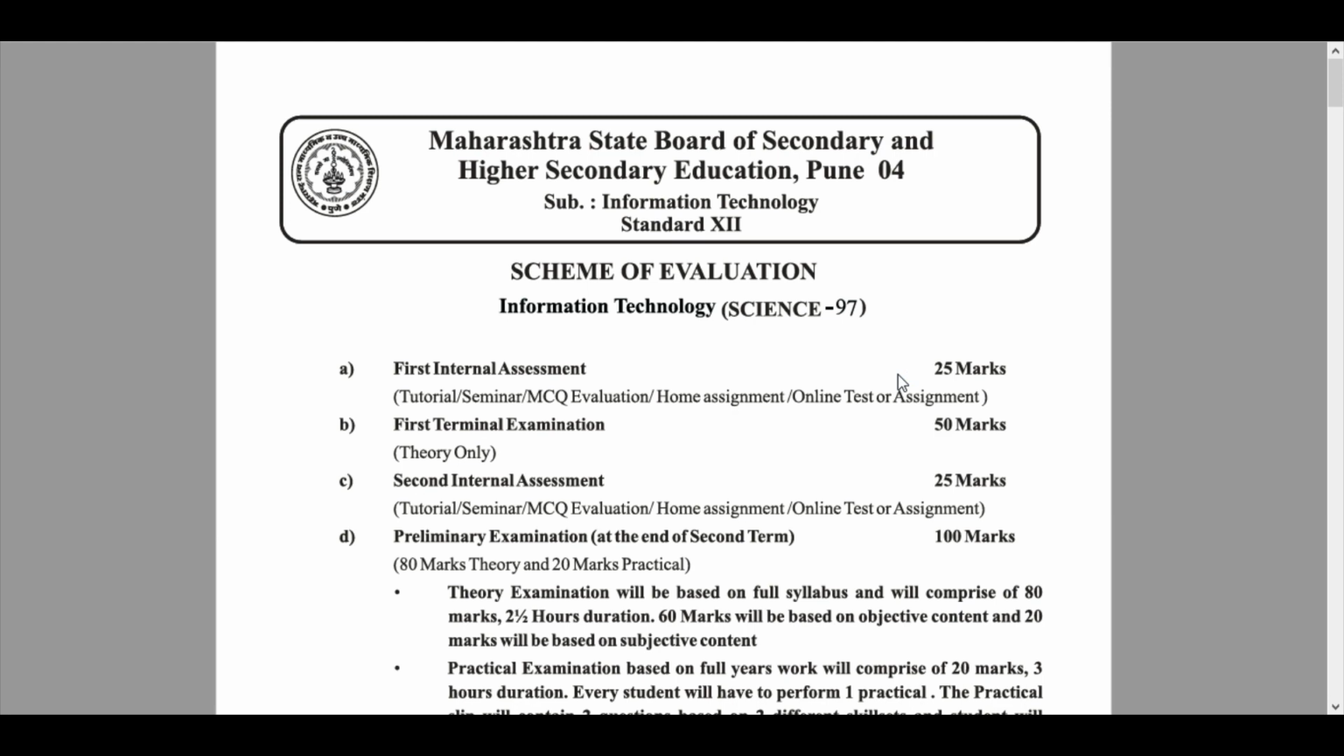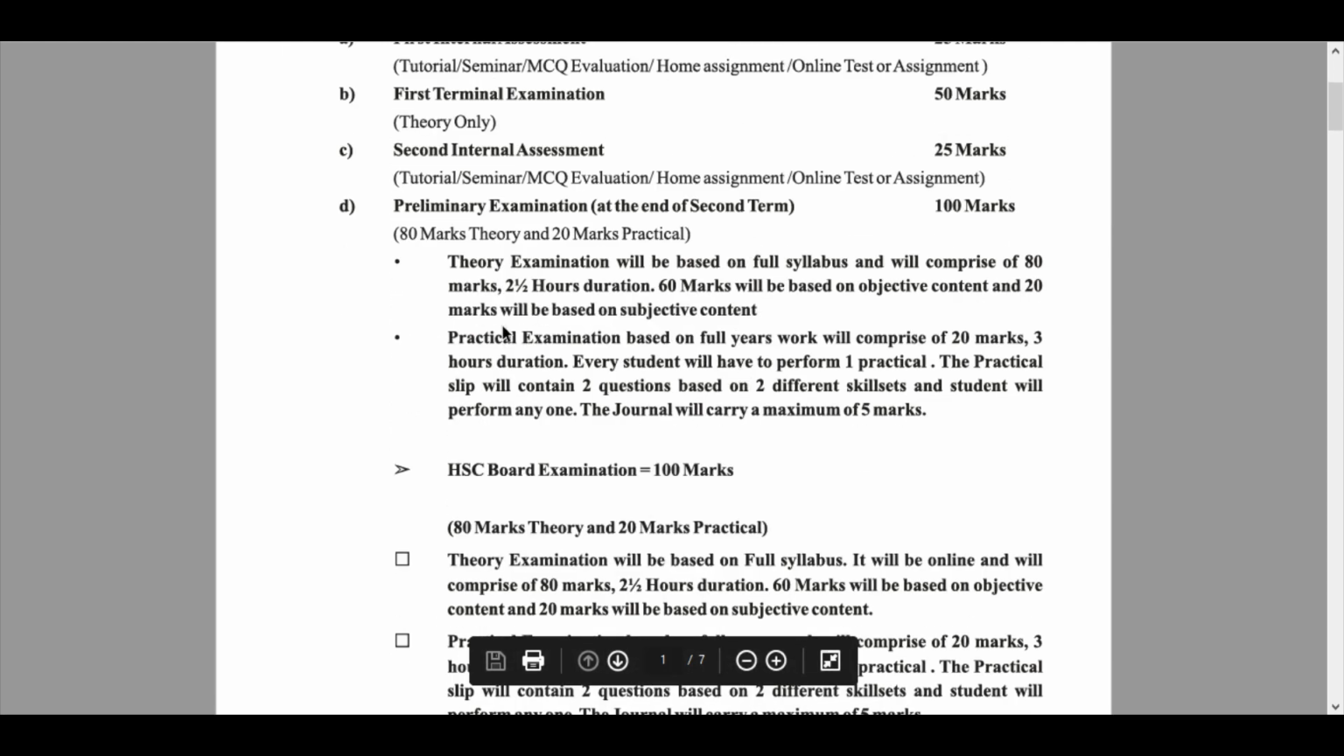Our main examination, which will be appearing for the board exams, is our preliminary exams at the end of the second term. 80 marks for theory and 20 marks for practicals. In the practicals, you'll have the practical examination, your project or your journal that will be assessed in those 20 marks, and your 80 marks will be a written paper.